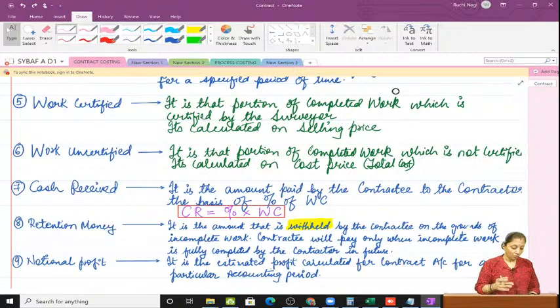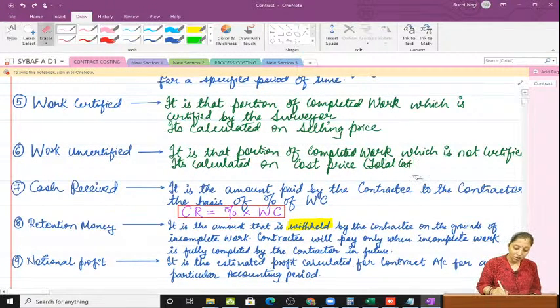Say for example in the first year it is 20% completed, but the surveyor gives you a certificate that it is not 20% completed, it is only 15% certified. So that 15% is work certified, and the balance 5% which the surveyor has not certified is known as work uncertified. And that's the reason it is calculated on cost. And work certified is calculated on selling price. Don't forget this minute important part.